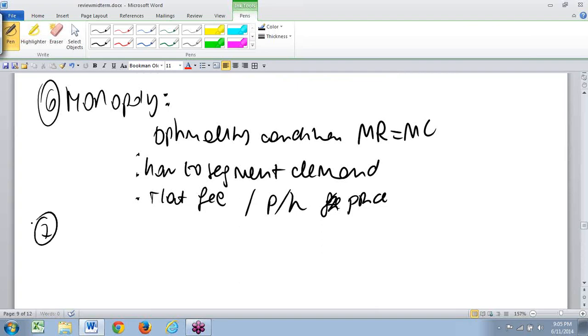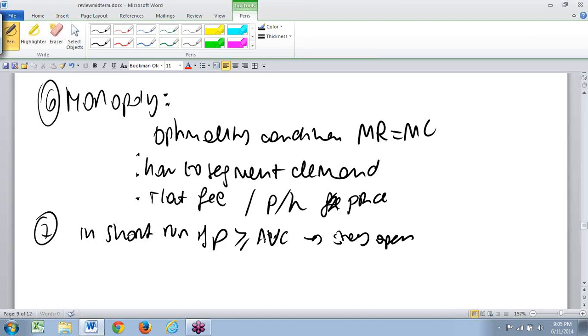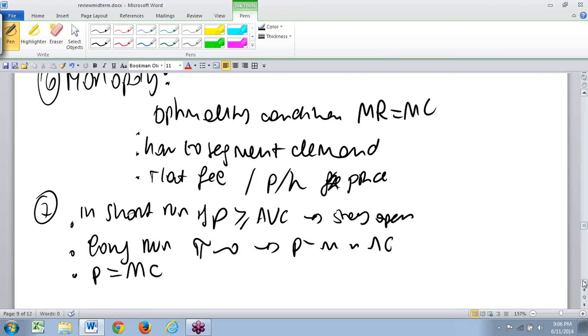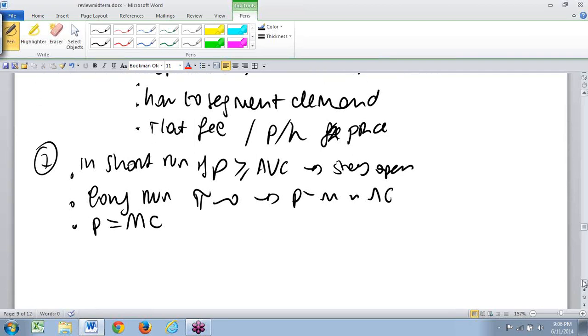For perfect competition, you need to know that in the short run, if price is greater than AVC, you stay open. You need to know that in the long run, profits are equal to 0, and this means that price is equal to the minimum of the average cost. And you need to know that in perfect competition, price is equal to marginal cost. And then you need to know how to move from short run to long run equilibrium.